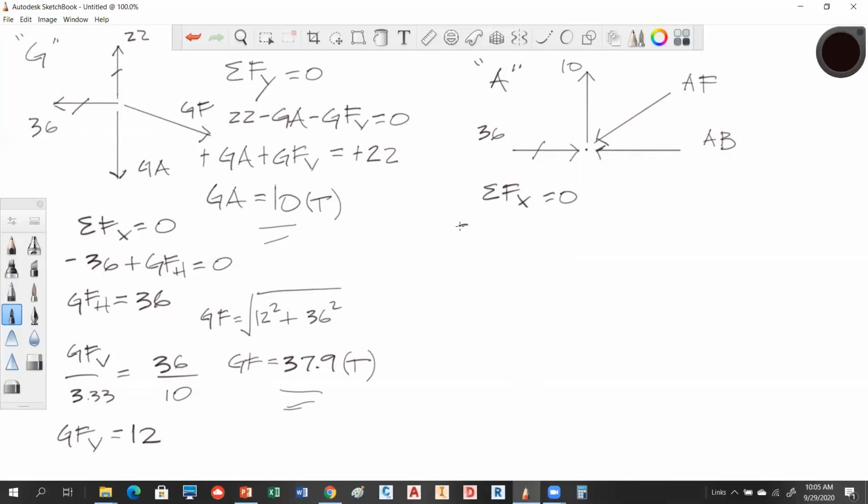So in X, we've got 36 minus AB minus AFH is equal to 0. What that tells me is AB plus AFH is equal to 36. I'm just bringing those over here and swapping them. I like to get rid of my negatives so I can keep it a little cleaner. That didn't solve anything. Let's see what sum of forces in Y does for us.